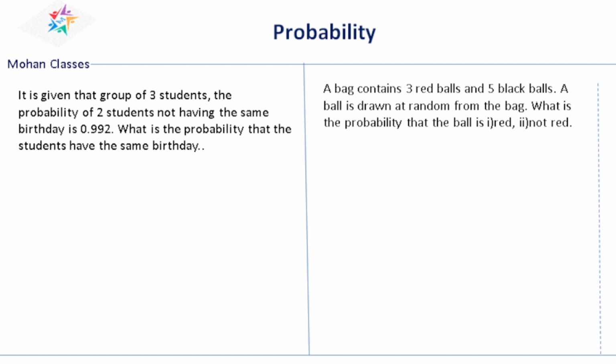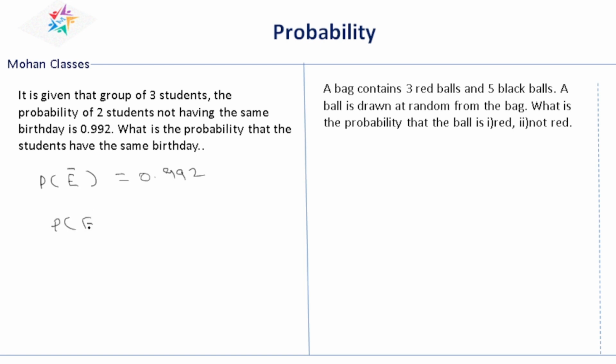So here what they have given? They have given the "not". The probability of 2 students not having the same birthday. What is the probability that the students have the same birthday? How to do that? First we have to write P of not E is equal to 0.992.